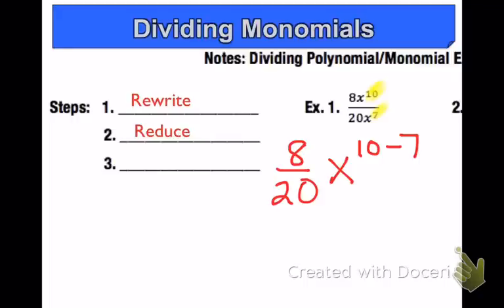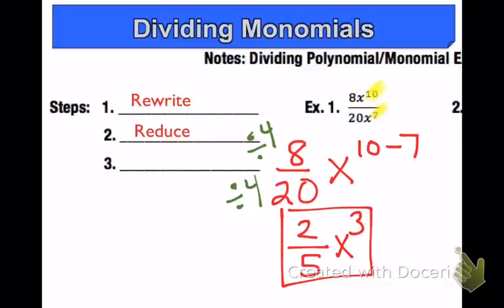So I'm going to write that out. I'm going to reduce the numbers by dividing the top and the bottom by 4. 4 divides into 8 and 20. So I'm just going to write it here on the left because I don't have that much room on the right. When I divide by 4, I'm going to get 2 on the numerator and 5 on the denominator. And I'm going to be left with x to the power of 3 after I subtract the exponents. This is my answer for number 1.